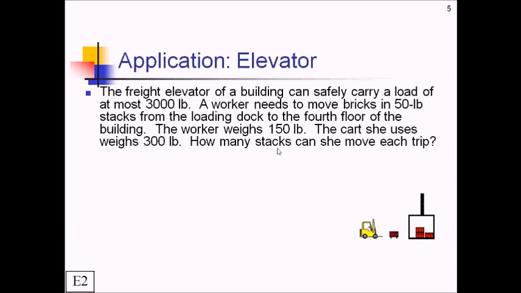We want to move the max possible, right? We don't want to be taking unnecessary elevator trips. So take a sec, see if you can set up an inequality to describe this situation.